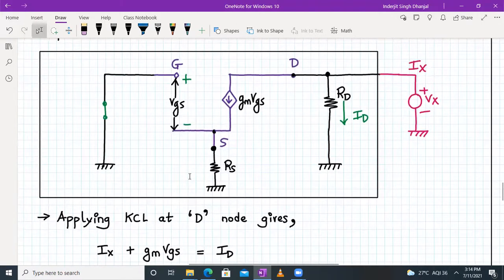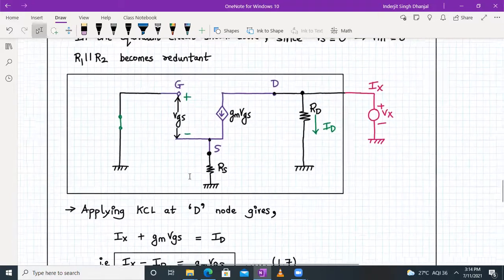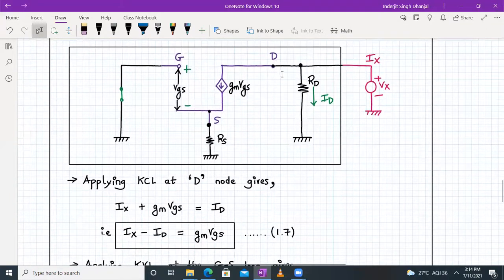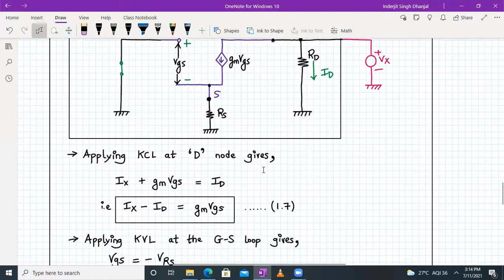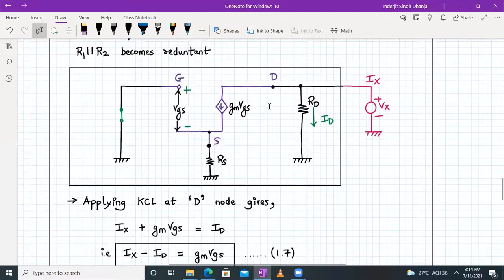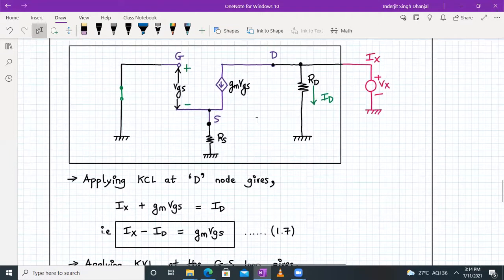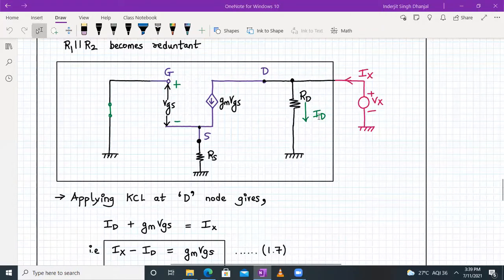Now we have to find the relation between Vx upon Ix. So over here, we'll apply the KCL at the drain node. So what do we get? The incoming current is Ix, which should be equal to the outgoing currents over here, ID and gm into VGS. Just wait a second. Okay, so we have updated this a little.